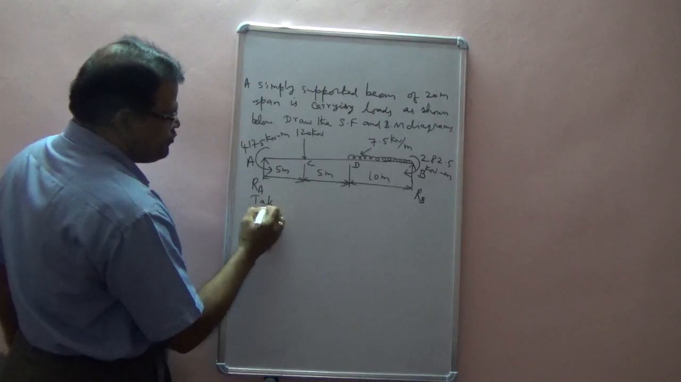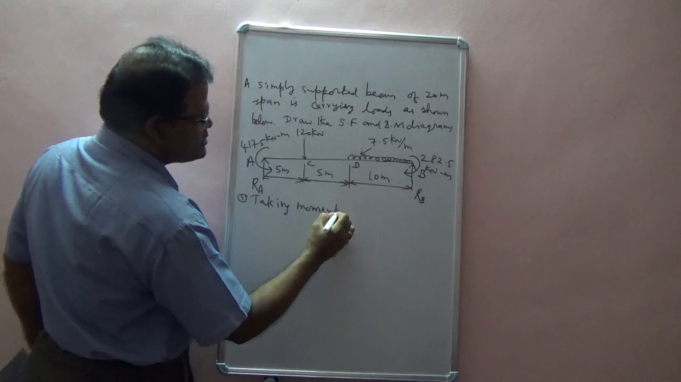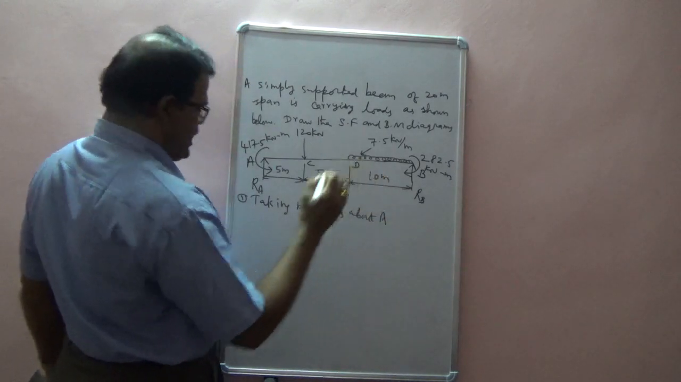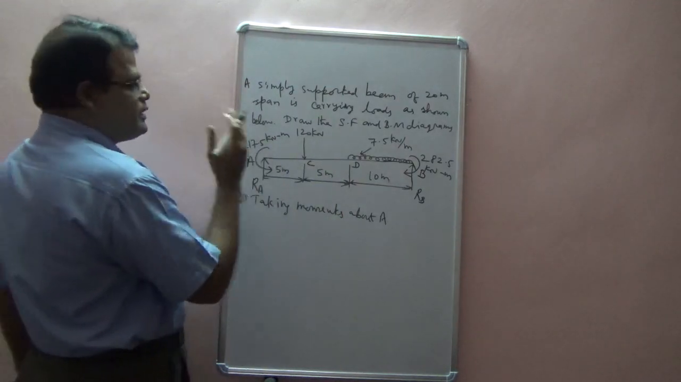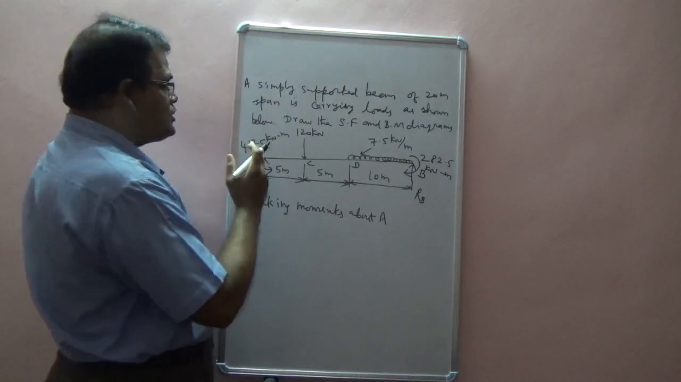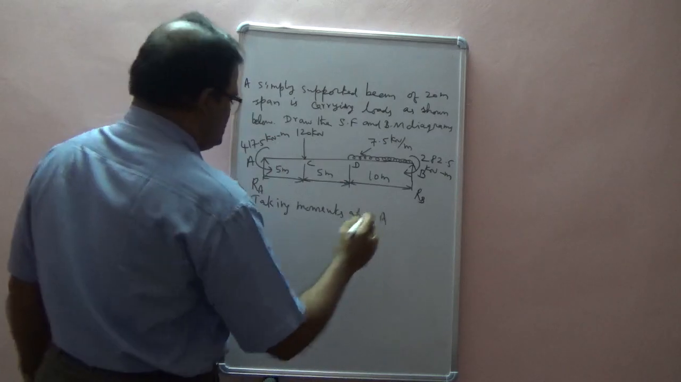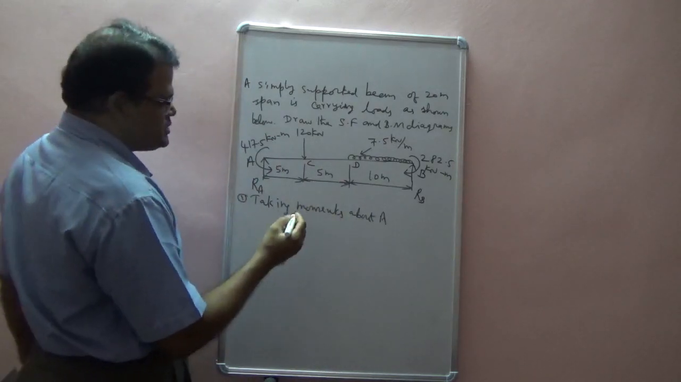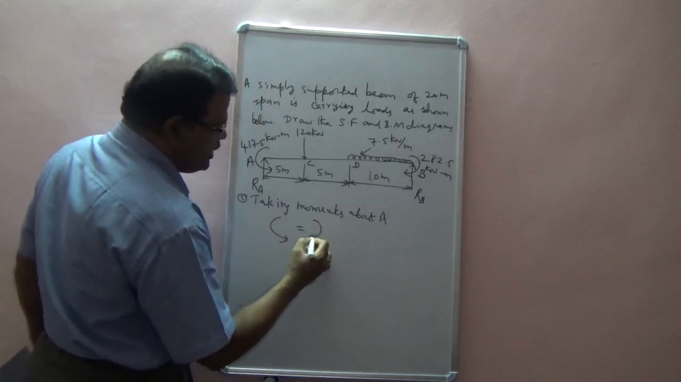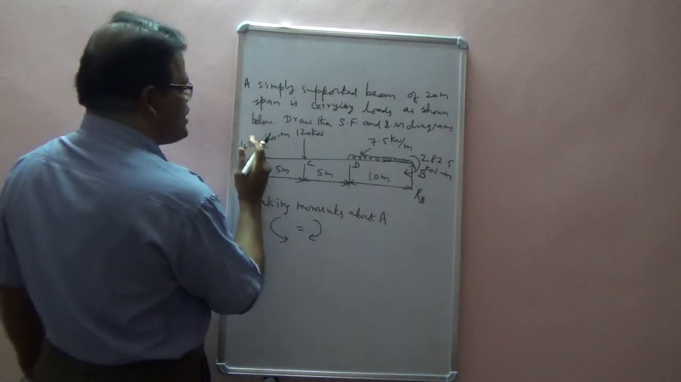First step, taking moments about A. Moments about A indicates you are fixing the point A, so whatever load passes through point A will not produce any moment. Again apply the equations of equilibrium. The first equation is that the anti-clockwise moment must equal the clockwise moment. This is A, so let us fix this point.